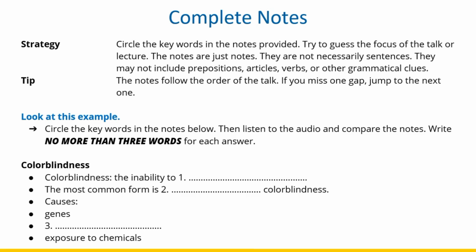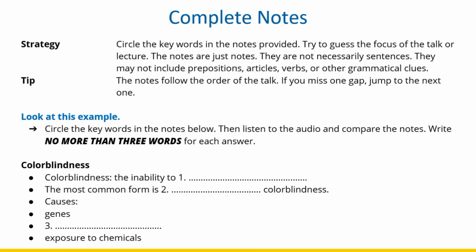And as you see, color blindness, and then you have the following words such as the inability to, and you have to fill out the inability to do what. As you see, in this case, we need a verb. The next sentence we have, the most common form is to and gap color blindness. And as you see, it's describing what kind of color blindness. So you have to listen for the adjective that will be describing the most common form of color blindness.